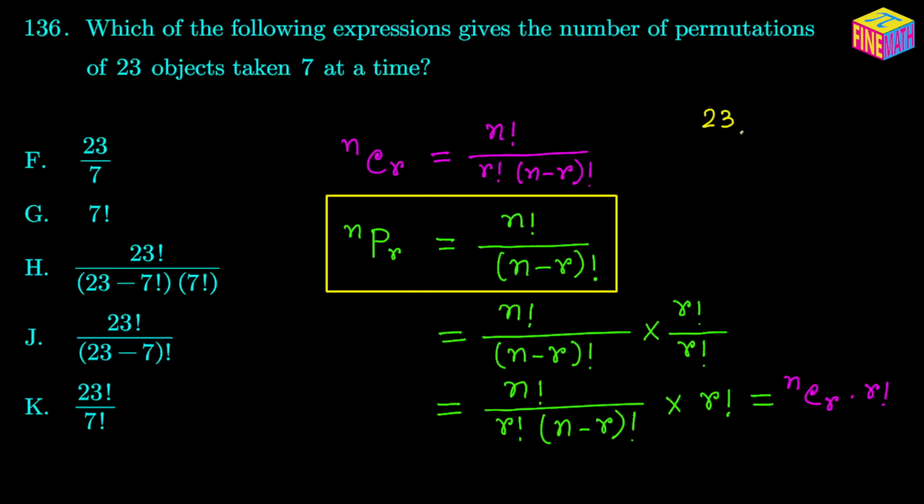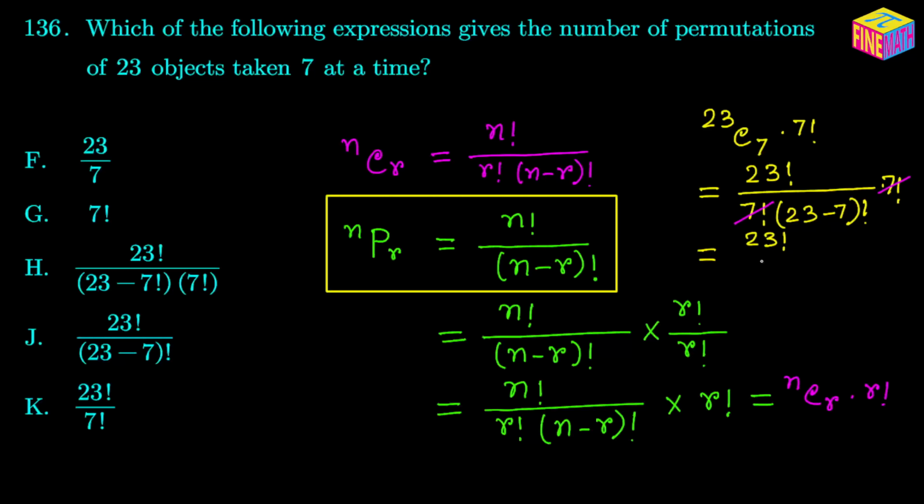So in our example, our answer would be 23C7 times 7 factorial, and if you solve this, it will actually turn out to be 23 factorial divided by 7 factorial times 23 minus 7 factorial, times 7 factorial. If we simplify, the 7 factorial in the numerator and the one in the denominator cancel each other, and we are left with 23 factorial in the numerator over 23 minus 7 factorial in the denominator. And that is actually our answer.